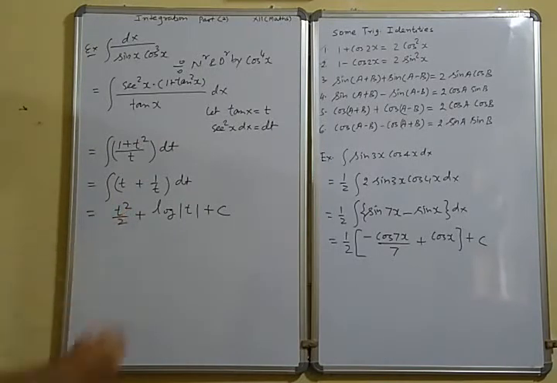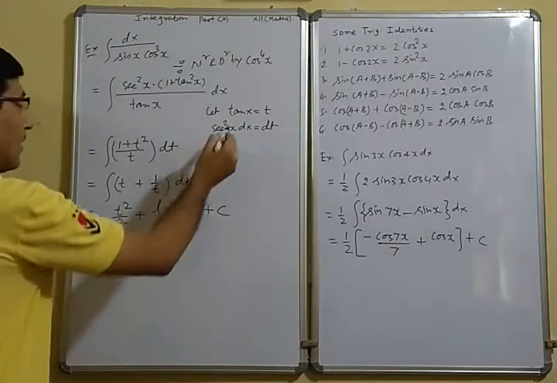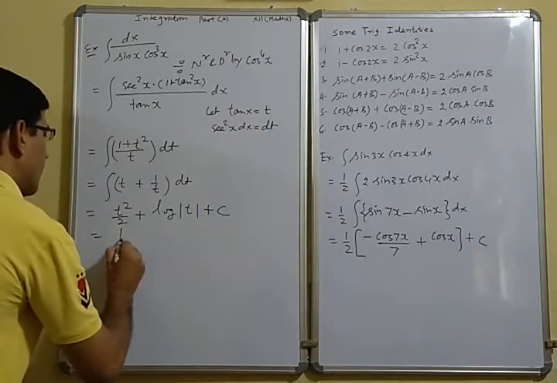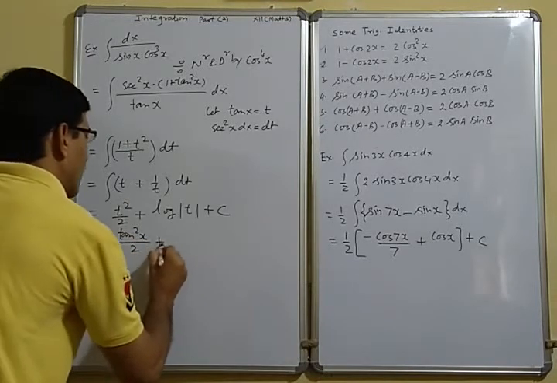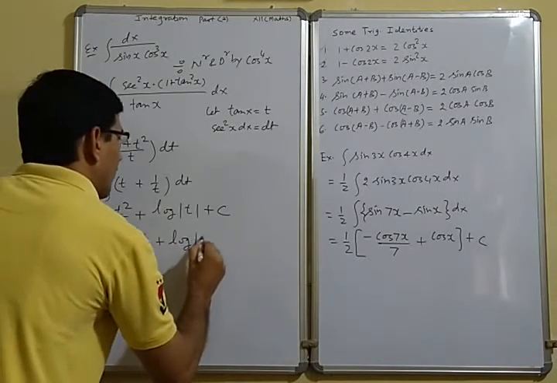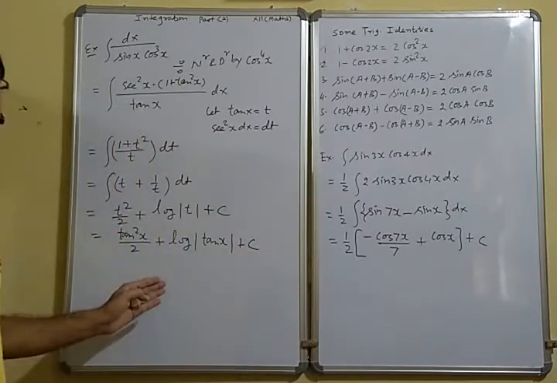Integration of t is t square by 2, plus log t, plus constant of integration c. Now we substitute the value of tan x, which is equal to t. So this is tan square x by 2 plus log tan x plus c. This is the required result.